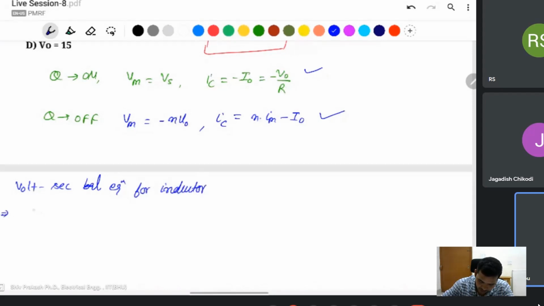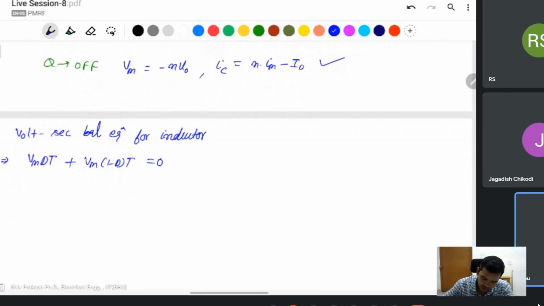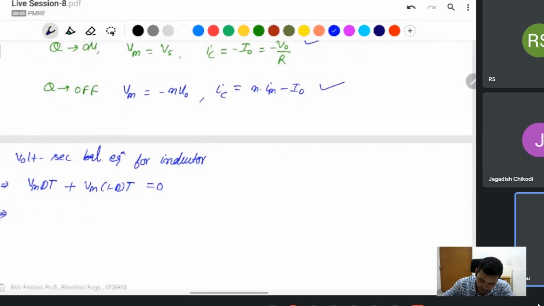It means on time Vm dt, on time plus Vm in off time period. The average inductor voltage is 0 per cycle, and Vm is the same as Vs into Dt.